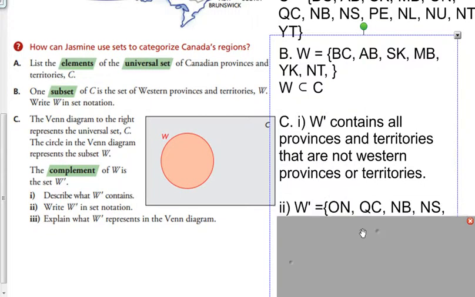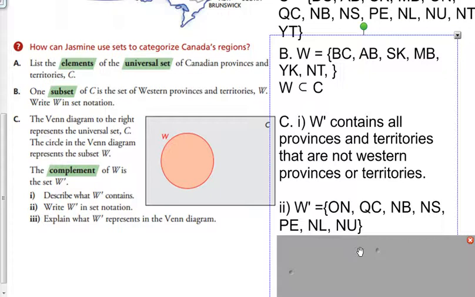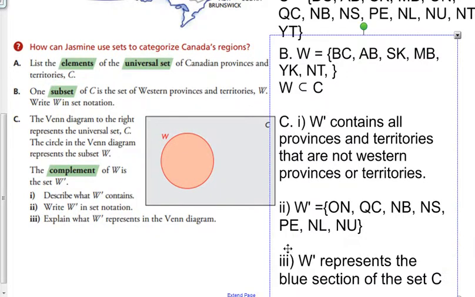Here's W prime in set notation. W prime is Ontario, Quebec, New Brunswick, Nova Scotia, PEI, Newfoundland, and Nunavut. Explain what W prime represents in the Venn diagram. W prime is all of this blue section outside of W, but still within C.